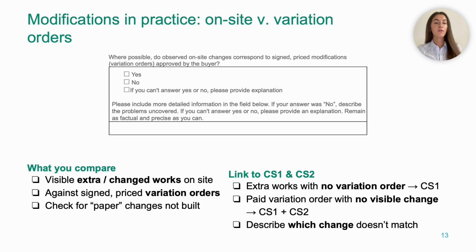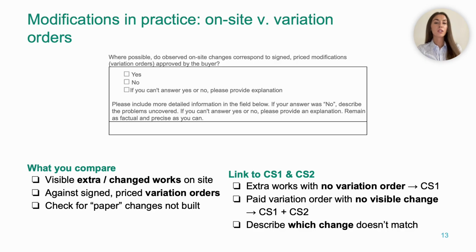That's often used to hide favours or side deals, clearly a Corruption Scheme 1 territory indicator. Next we have variation orders on paper but no visible change on site. The contract value increases, but in reality the road, school or drainage looks the same. This combines Corruption Scheme 1 and 2 because public money may have been paid for something that doesn't actually exist. Your notes need to simply identify the mismatch.